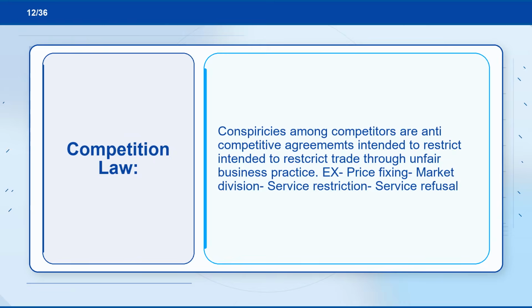Flashcard 12. Term: competition law. Definition: conspiracies among competitors are anti-competitive agreements intended to restrict trade through unfair business practice. Examples: price fixing, market division, service restriction, service refusal.